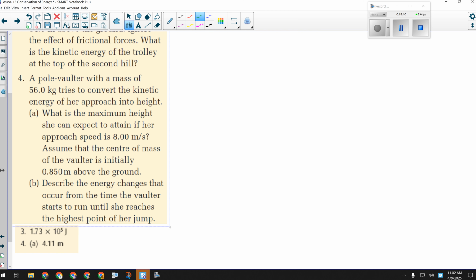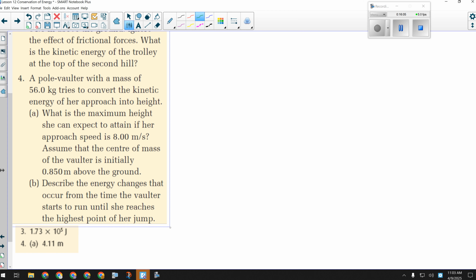So we are getting an initial height here. Her center of mass is usually kind of like right here. If we're centering out where most of our mass is, it's usually slightly above our waist. So 0.850 meters above the ground. Her center of mass does have some potential energy to start with. Let's see if we can solve for how high she would go.